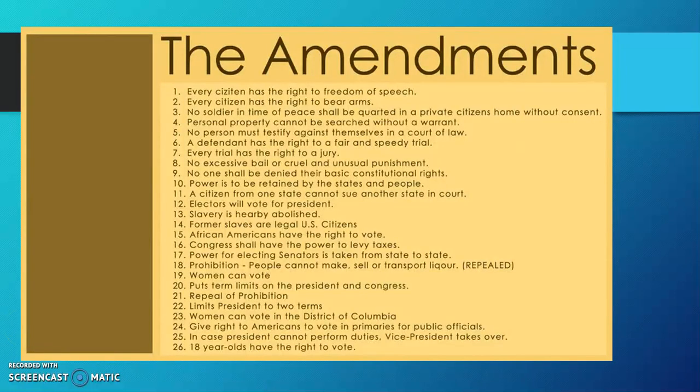This next image here shows you all of the amendments that have been put into place thus far in our country's history. You can pause the video and maybe sift through some of these amendments if you would like.